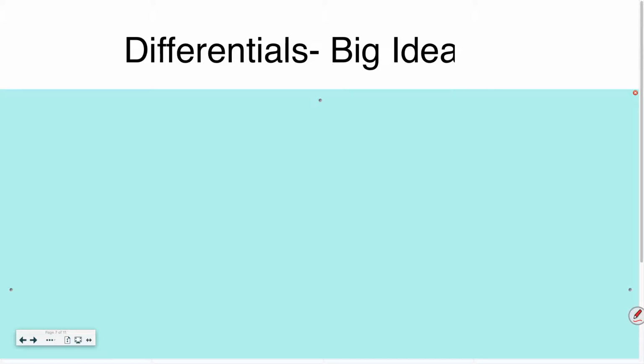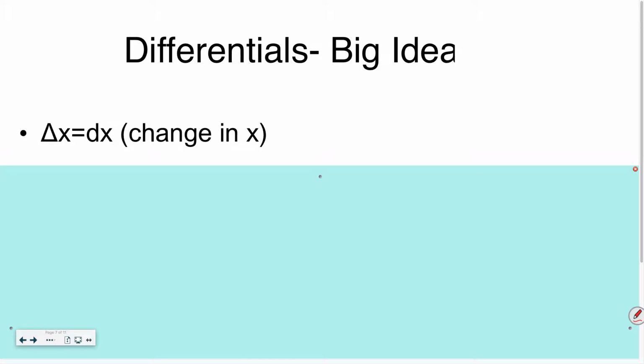Oh, I do have a screen slide. Okay, so write differentials. Oh, and it changed to blue. I don't know why it keeps cutting things off. Okay, so delta x equals dx. That's important. It's also kind of like a weight off your shoulders. They're one and the same. They're interchangeable.